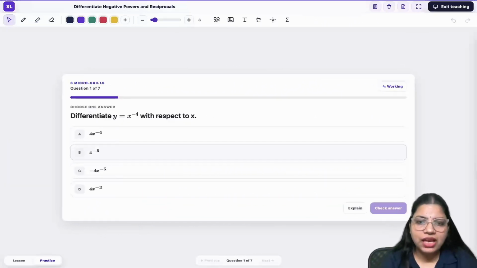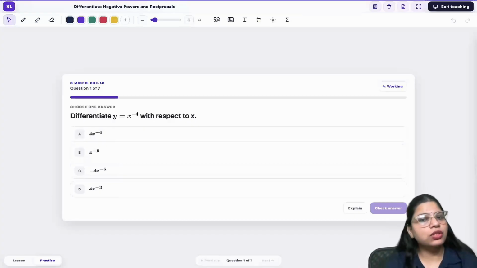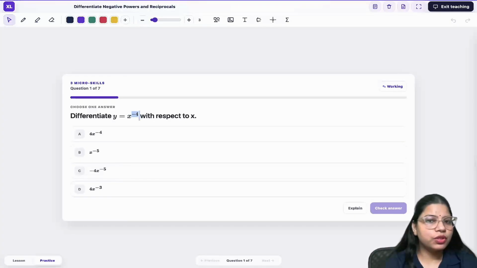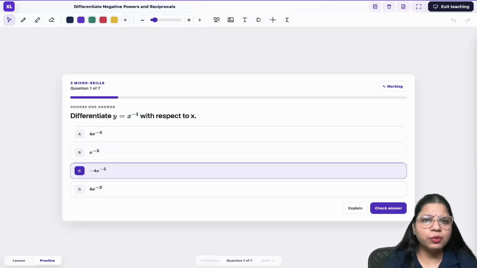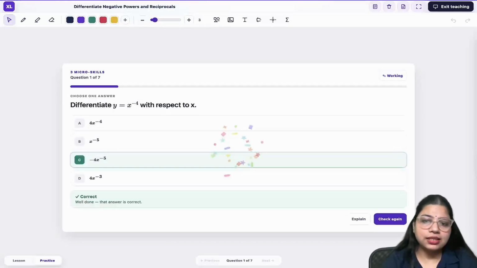The first question we have over here is x to the power of minus 4. So when you have indices minus 4, what do we do? Because we don't have any coefficient, bring it down. So minus 4 and reduce by 1. So we have C option. That's quick, we can directly do that. And yes, it is correct.